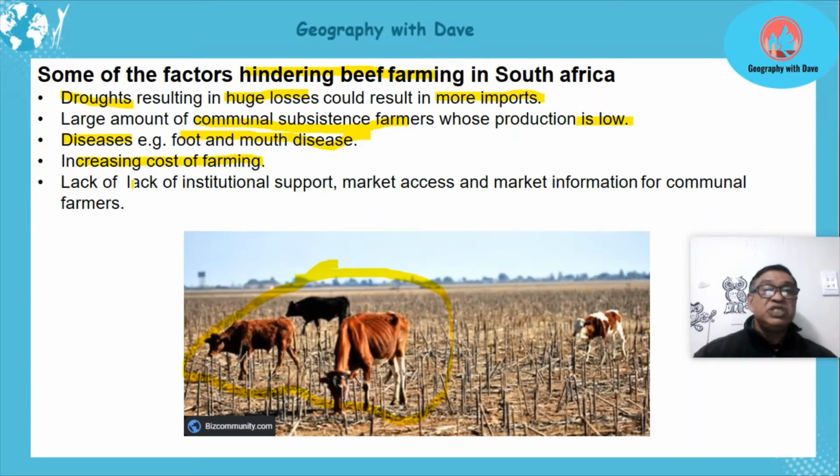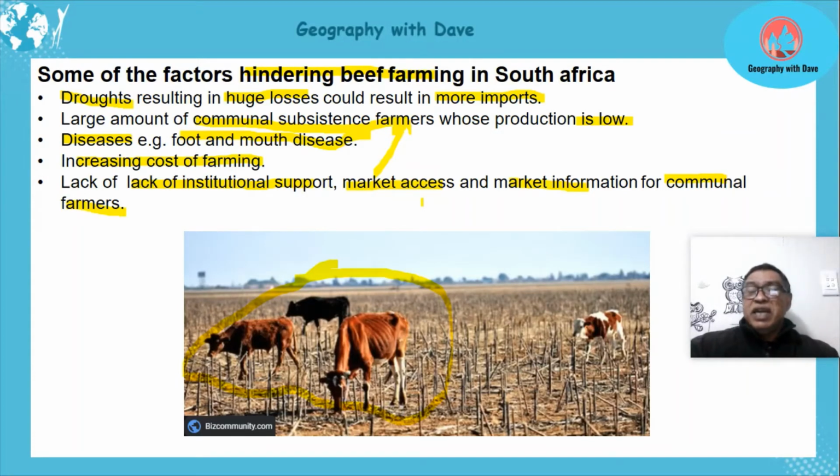Lack of institutional support. Let's go through this first: market access and market information for the communal farmers, who farm in a community at subsistence level. That's what I'm saying, it's a lack of support. This factor may be related to the previous one, where production is low and there is also a lack of support for them from the institutions and government. They don't have much access to the market, or the market information on how they can produce to sell to the market.